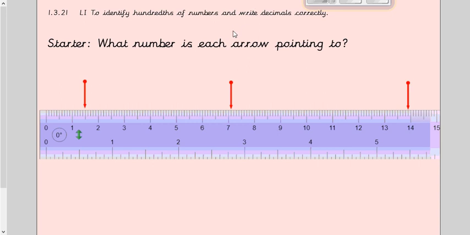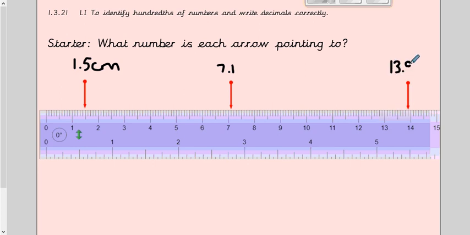Okay, hopefully you managed to have a go at that. So we'll go through it now. This first one is on 1.5 because it's halfway between 1 and 2 on that big line. So that would be 1.5 centimetres. This one would be 7.1. It's just 1 after the 7. And this one is, you could count them up from 13, so it would be 13.9.